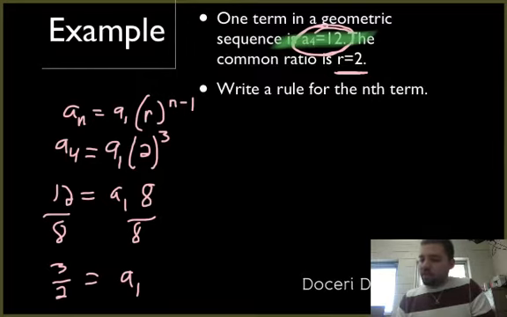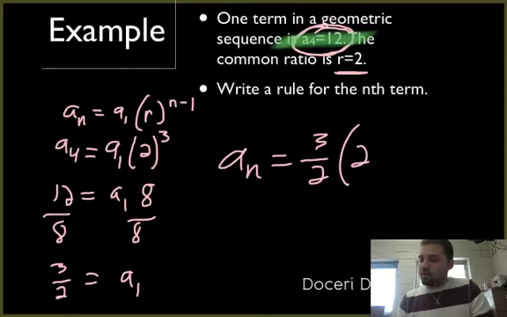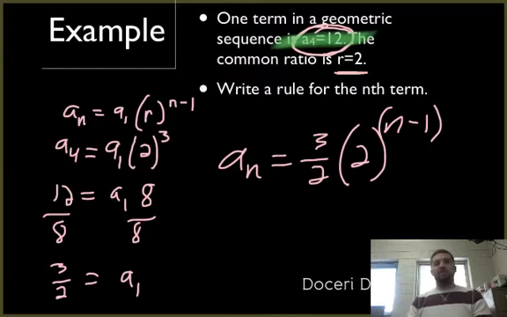So let's write the rule then. a sub n equals the first term, which is 3 over 2, times 2 raised to the n minus 1. And that's it for geometric sequences and arithmetic sequences.